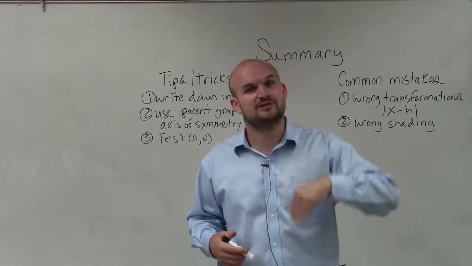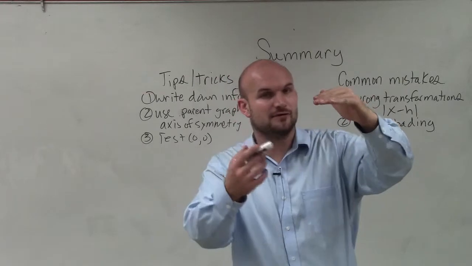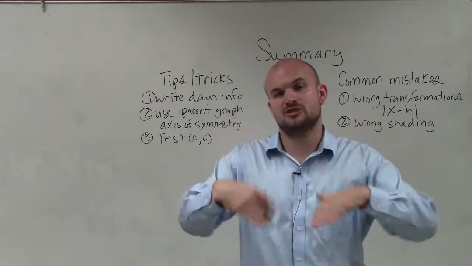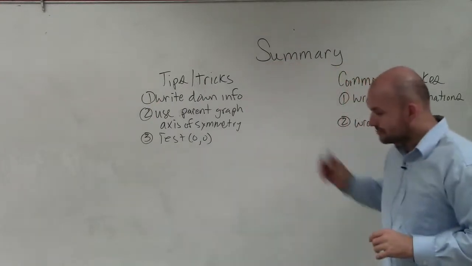That works the same if your test point was above your graph: if it was true, all the points above are true, so you'd shade them, and if it was false, you'd shade all the points down below. So now let's get to some tips and tricks.